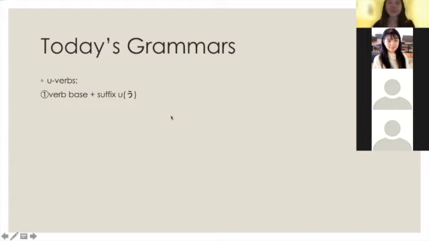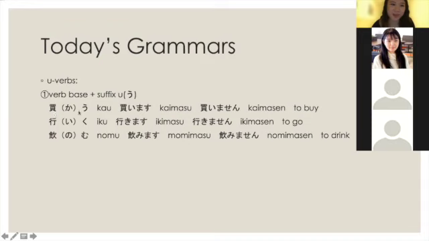Whenever the verb doesn't end with ru, then it's here. For example, kau, iku, nomu. See, it ends with u. Kau is buy, iku is go, and nomu is drink. Remember kaimono? Kaimono means shopping. Kau means to buy.